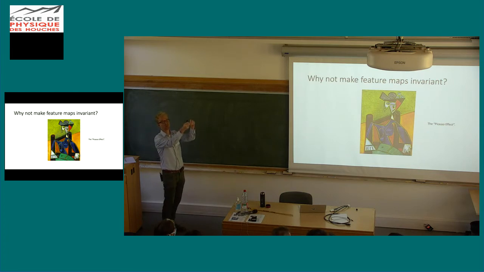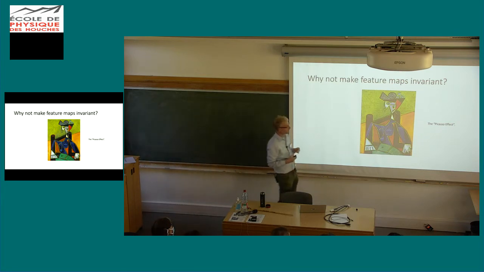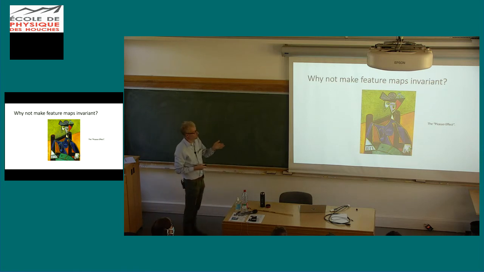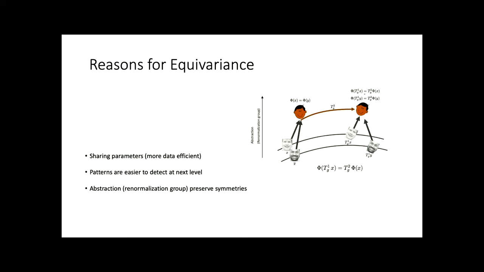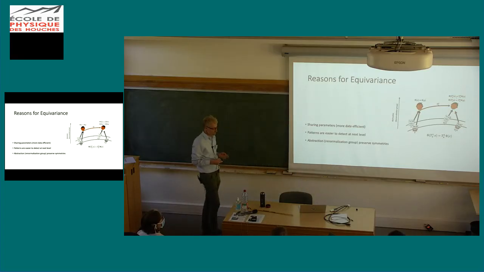At the very end, when I do classification, clearly I want to be invariant. If there is a true invariance, which means that a cat is still a cat if it's upside down, then I want the final classification to be invariant. So what are the reasons for equivariance? There are three reasons at least, but maybe more.